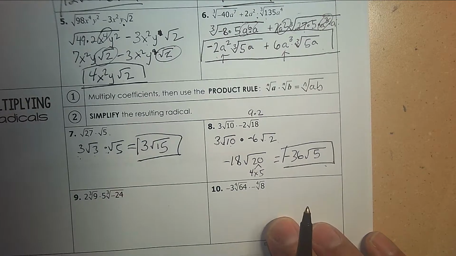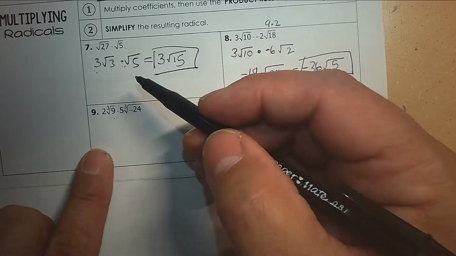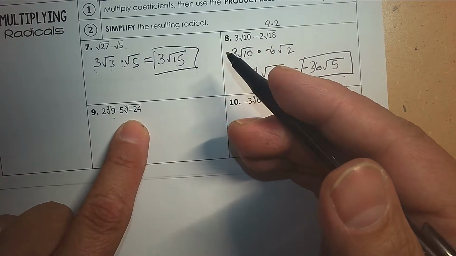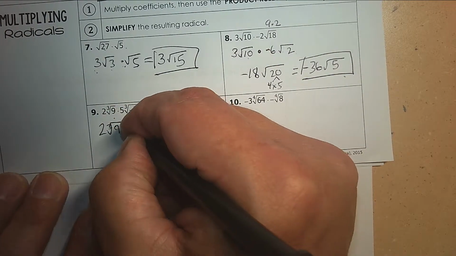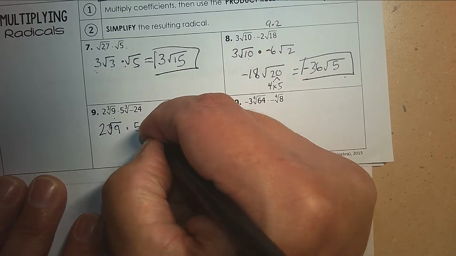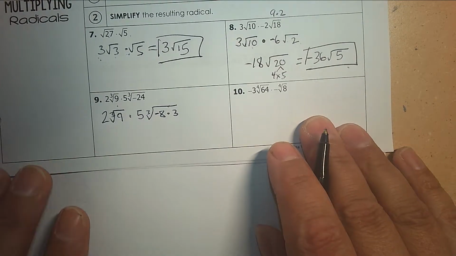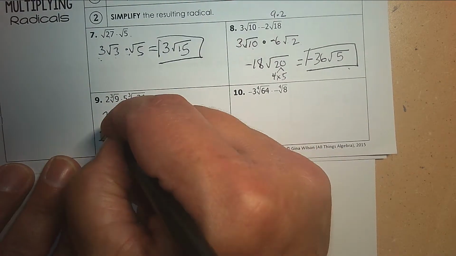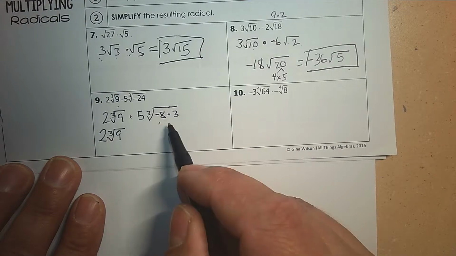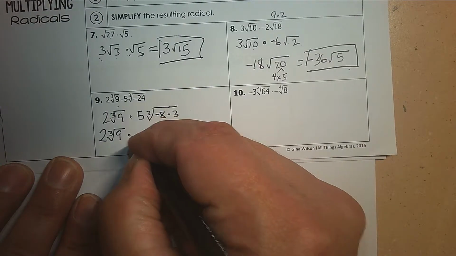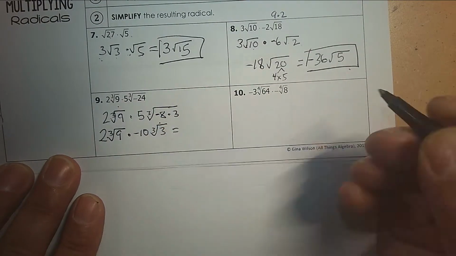Number 9, are they the same index? Good. The cube root of 9 is prime. Is there a way to simplify the cube root of negative 24? Yes. What's the perfect cube that goes into it evenly? Negative 8, right? So it's negative 8 times 3. So what is the cube root of negative 8? That would be negative 2 times 5 is negative 10. What's left behind is the cube root of 3.